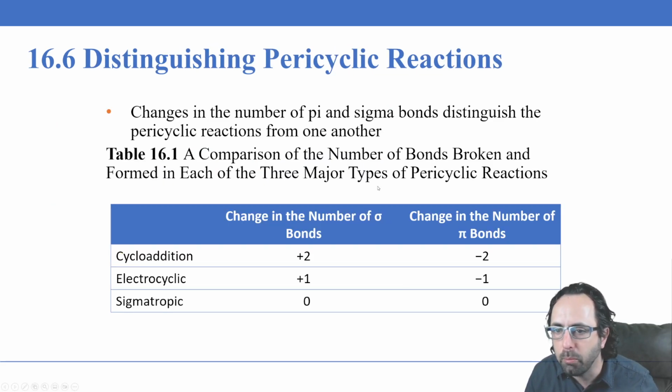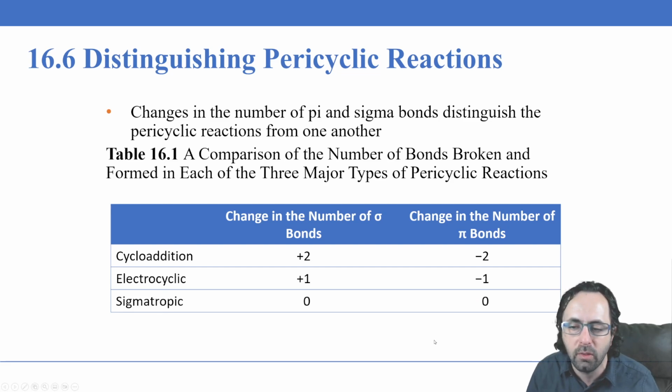So changes in the number of pi and sigma bonds are what distinguish these from one another. As I said, in the cycloadditions, you're going to gain two sigma bonds and lose two pi bonds. In an electrocyclic reaction, you're going to gain a sigma bond, lose a pi bond. In a sigmatropic reaction, you'll have no change in the total number of sigma or pi bonds. They will simply change in their locations.